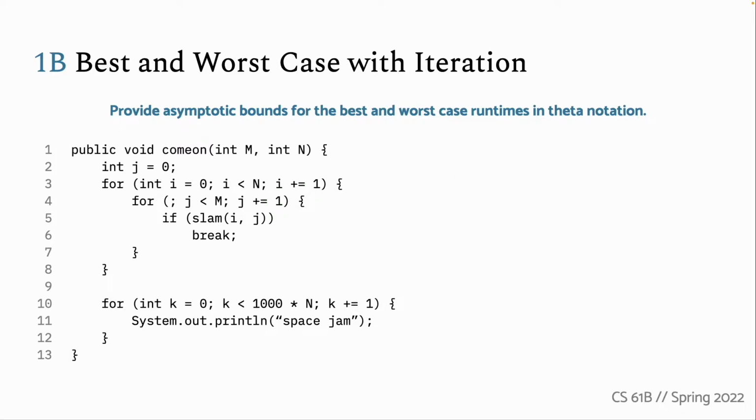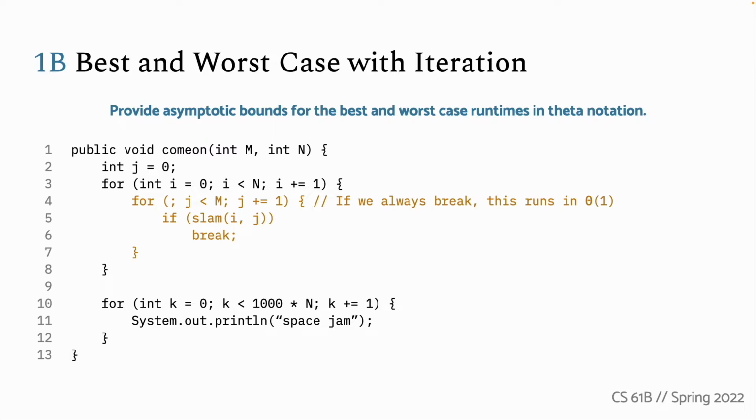Okay, so let's go over it together. So starting off, we can find where our best and worst case is going to come from, which is this if statement right here. We don't know when or how SLAM determines when to return a true or a false, so we can assume that for the best case, this is always going to return true, which will cause us to break out of this inner for loop every single time without fail.